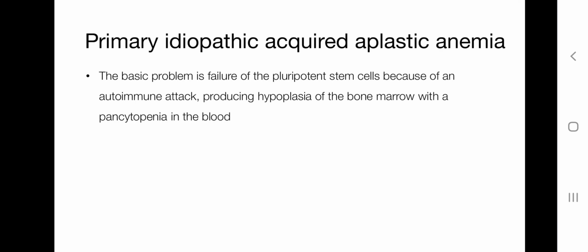In primary idiopathic aplastic anemia, the basic problem is a failure of the pluripotent stem cells because of an autoimmune attack, producing hypoplasia of the bone marrow with a pancytopenia in the blood. So basically it is the autoimmune destruction of the stem cells resulting in hypoplasia, which results in a decreased production of cells resulting in pancytopenia in blood film.